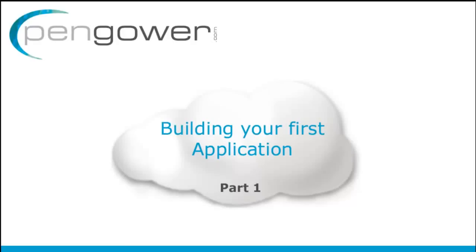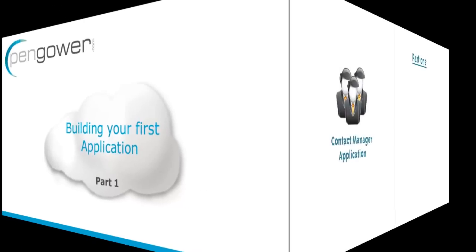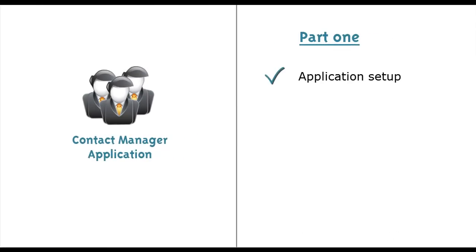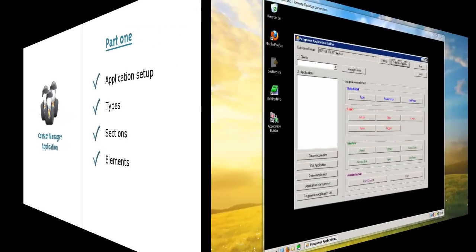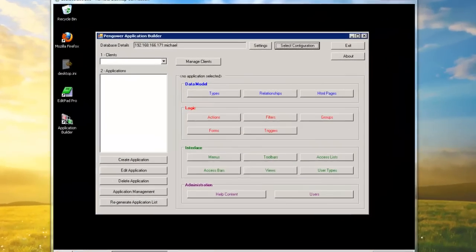Welcome! This video will give you an overview of how to build an application. We'll introduce key features of the PaintGoer platform by building a simple application to manage contacts. Subsequent training videos will refer to this contact management application, focusing on powerful platform functionality in greater depth to enhance and progress our first cloud application.